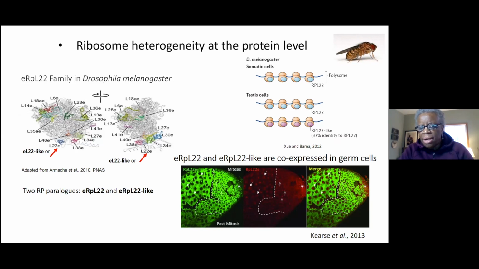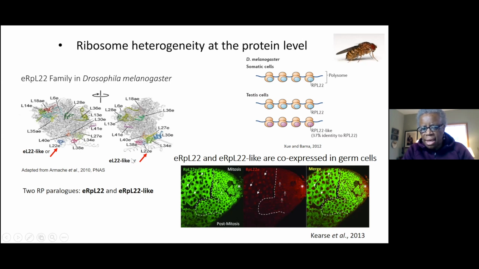Let's talk a little bit about ribosome heterogeneity in more detail. The family of proteins that we study for heterogeneity is a family that's called the RPL22 family. The model organism that we use is Drosophila melanogaster. And I want to show you in this model of the large subunit where L22 or L22-like, which are the two members of that ribosomal protein family, would be located at the base of the large subunit, as you might see my cursor showing you here.